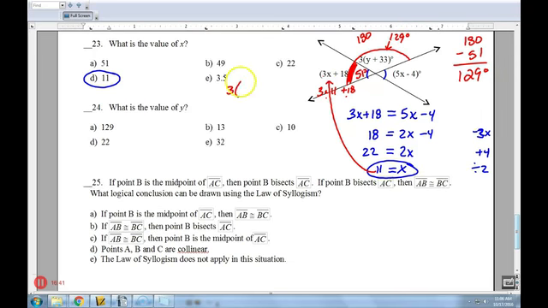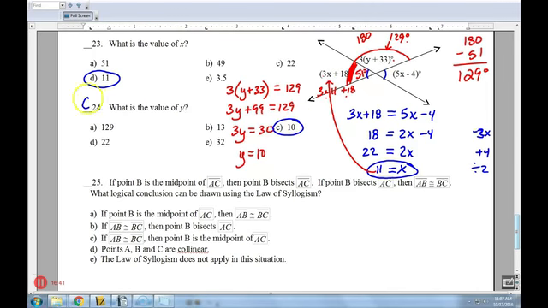So when is 3 times y plus 33 going to equal 129? I basically set these two equal to each other. And I use the distributive property, 3y plus 99 equals 129. I subtract 99 from both sides, 3y equals 30. And then I divide both sides by 3, and I get y equals 10. So the correct answer for this one is C.